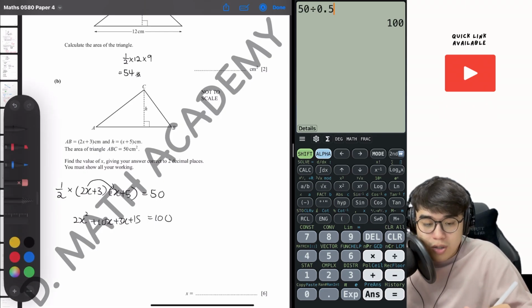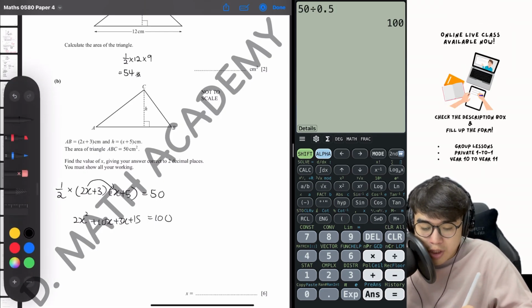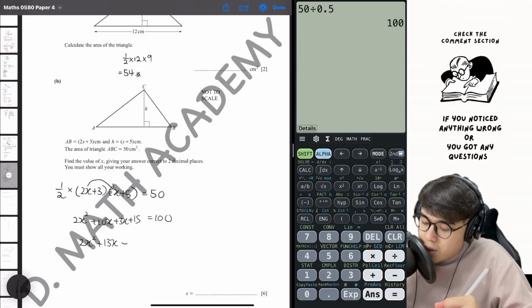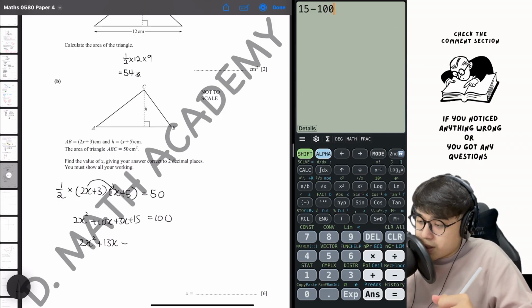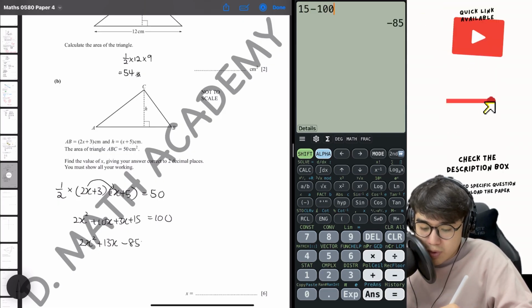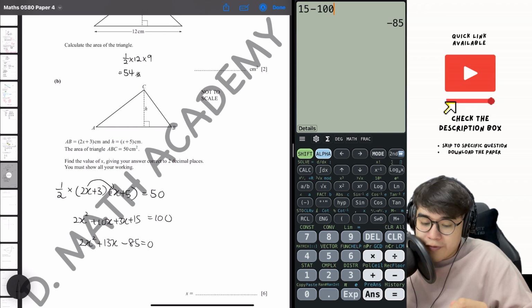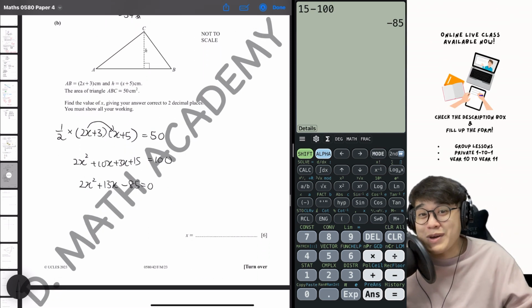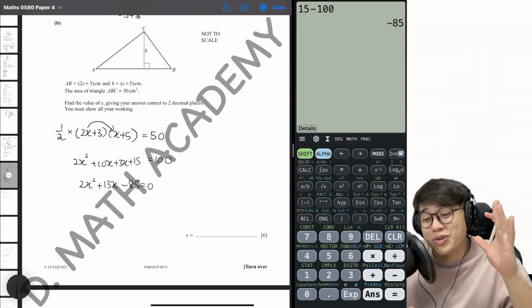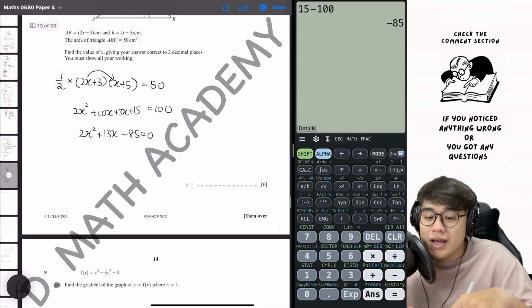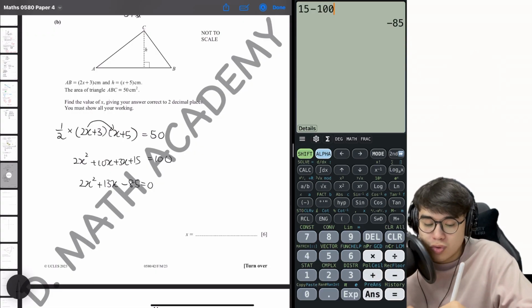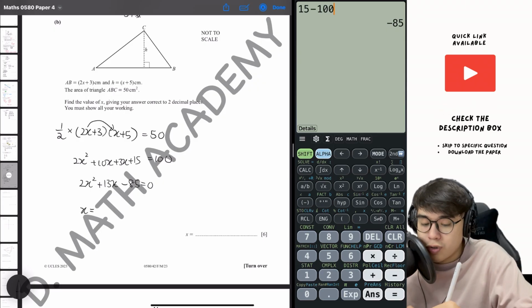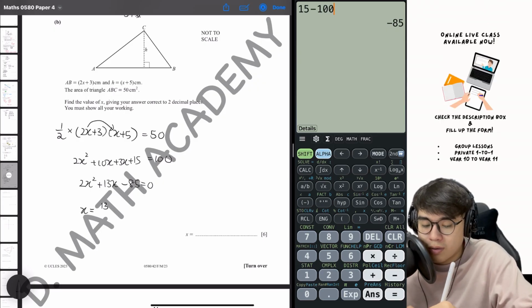Okay. So to continue with the question, you get 2x squared plus 13x minus 15 minus 100, you will get 85 equals to 0. Okay, the fact that they mentioned you must show all your workings. Okay, I think they missed out a statement here. They would have listed do not use your calculator. Did they write? Oh, they didn't. Okay, means they're trying to ask you to do your quadratic equation. So you need to pretend you didn't use your calculator at all.